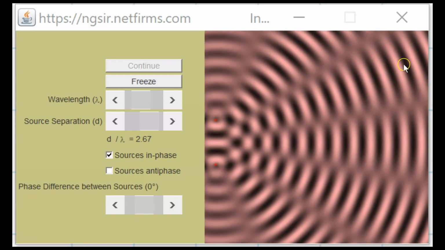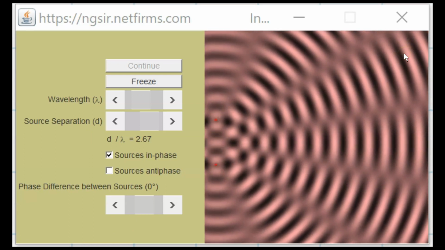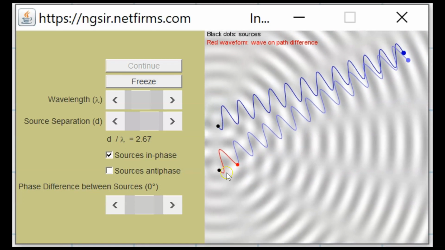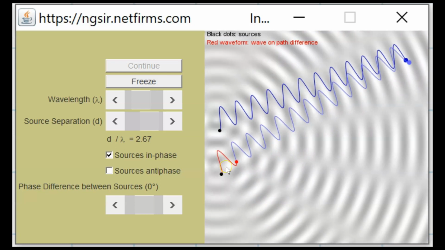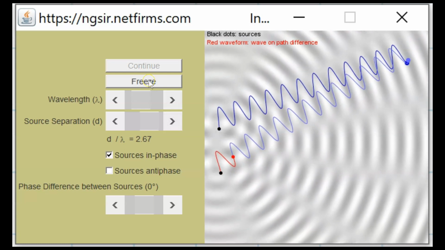Now if I go to the second bright spot, you're seeing that this second wave is traveling farther by what? 1 wavelength.